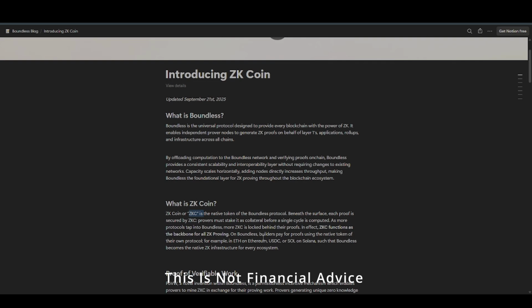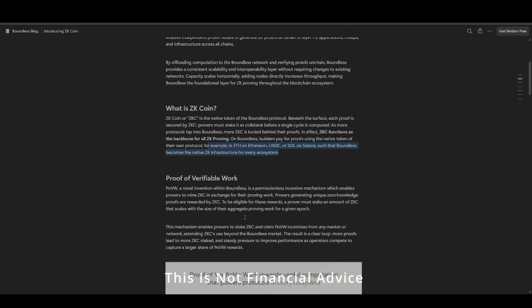On Boundless, builders pay for proofs using the native token of their own protocol, for example ETH on Ethereum, USDC, or SOL on Solana, such that Boundless becomes a native zero knowledge infrastructure for every ecosystem. Again, if ZKC was required here, it would have been really good, but it is used for the collateral, so I think that's good as well.